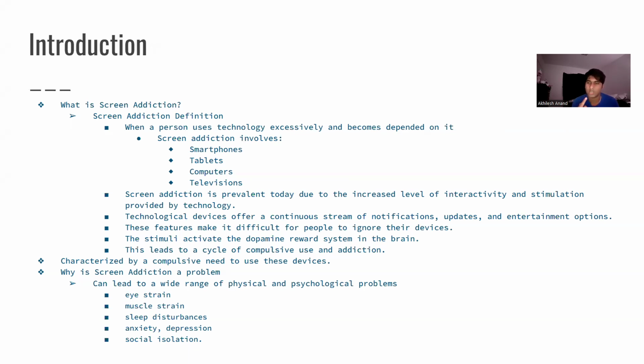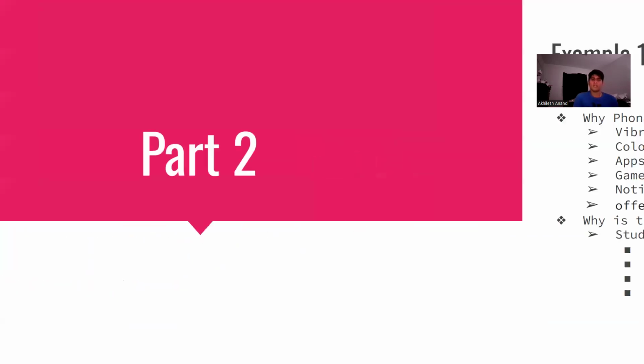They always signal the dopamine reward system, which I'll talk about later in this presentation. People are always going to want to be interested, and that's really the root of the problem. It leads to compulsive use and addiction. Obviously, this leads to a couple of problems, especially eye strain, muscle strain, sleep disturbances, anxiety, depression, social isolation, etc.